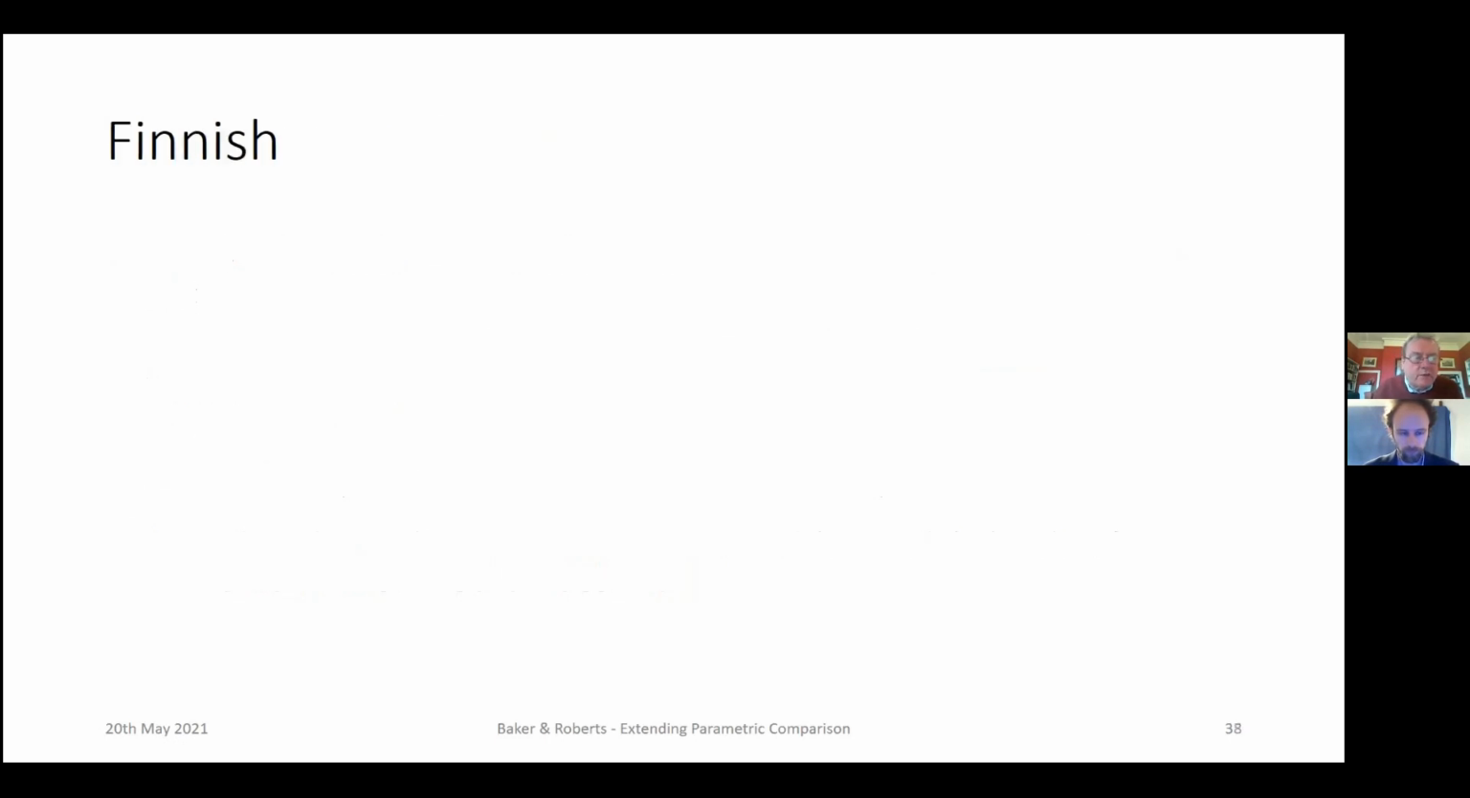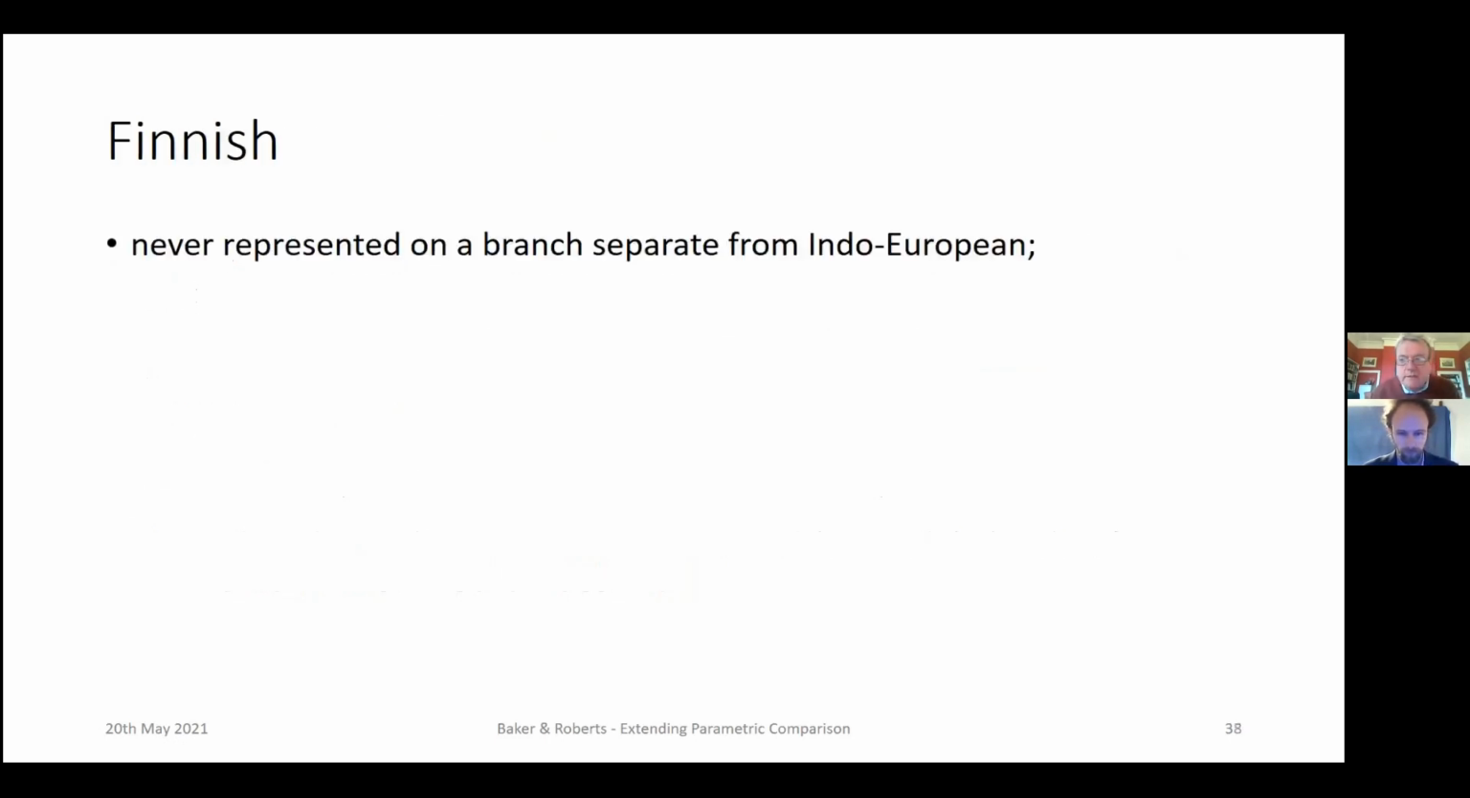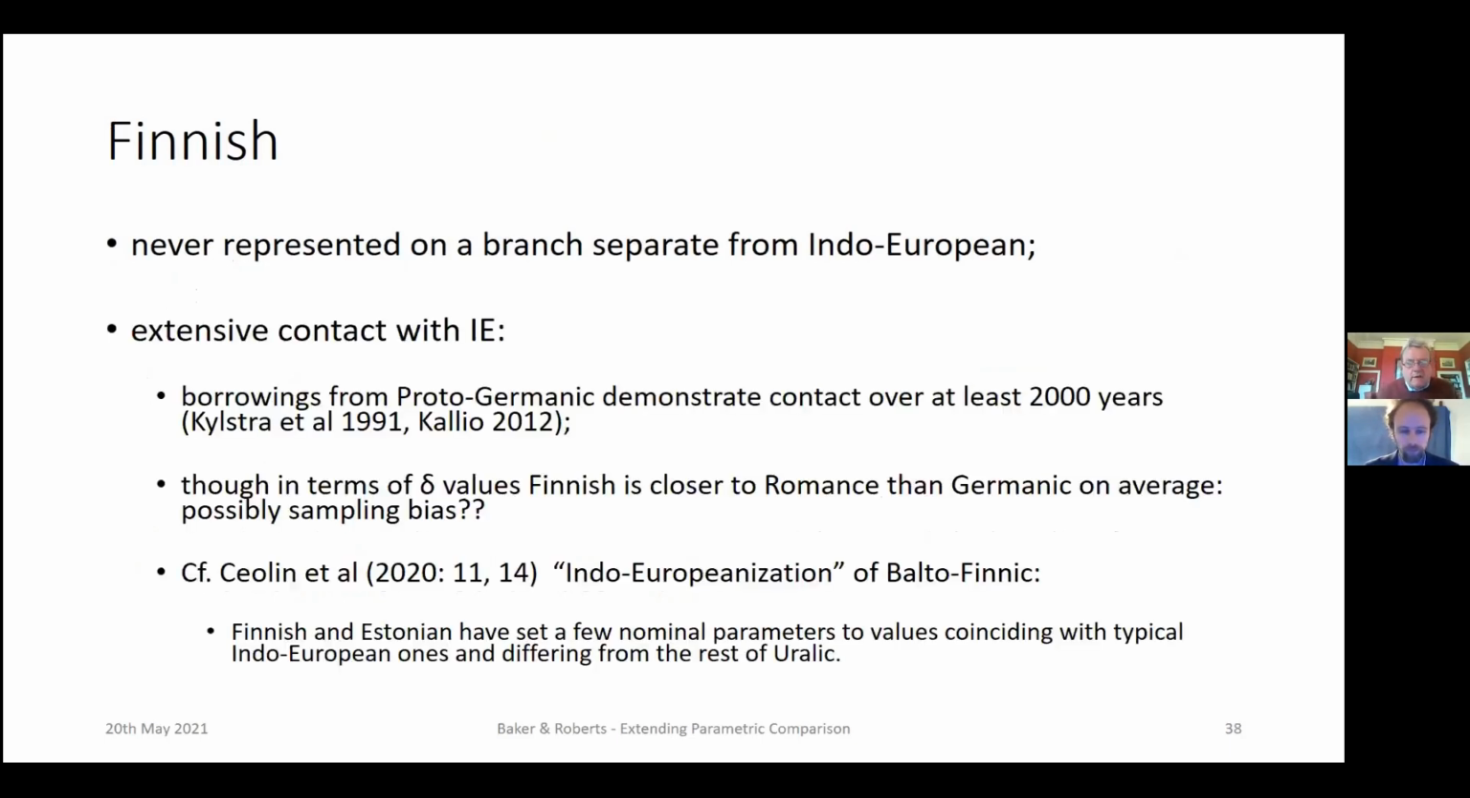Then coming to the question of Finnish, as we saw, it was never represented on a branch separate from Indo-European. And here again, this may be connected to the fact that there is evidence of very extensive contact with Indo-European. There are well-known borrowings from Proto-Germanic in Finnish. Again, we're looking at a couple of millennia of contact potentially. Although, again, as noted, Finnish is actually closer to Romance than to Germanic on average.